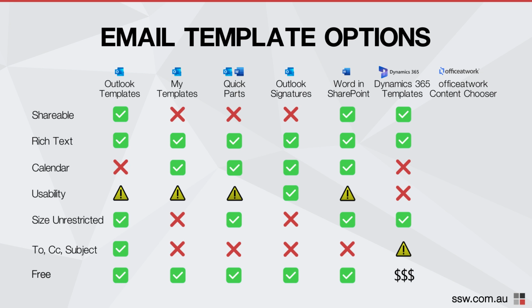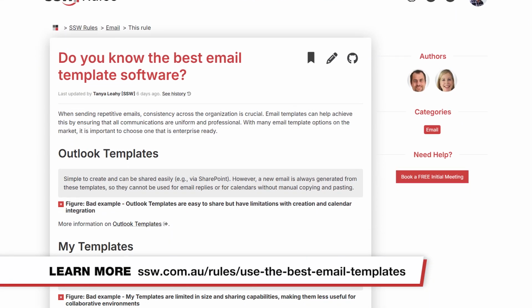The templates in Content Chooser are an ideal choice for any organization. These templates tick all the boxes. They are shareable, they support rich text, they work directly in calendars, their usability is excellent, and they are size unrestricted. Today I've shown you the best way of creating email templates. I also have a rule on this.